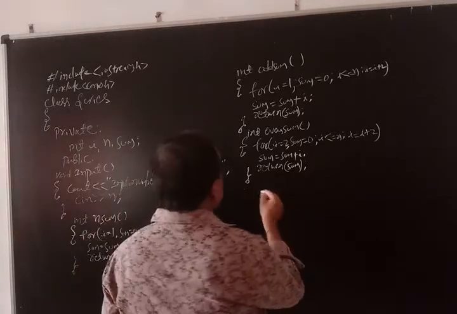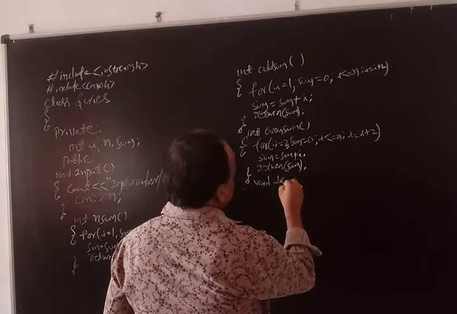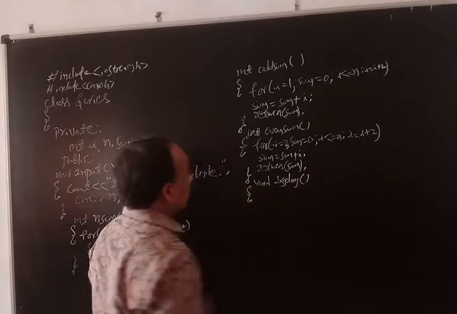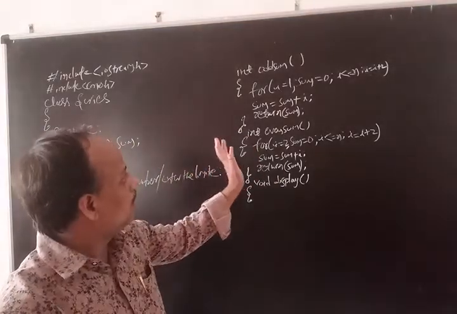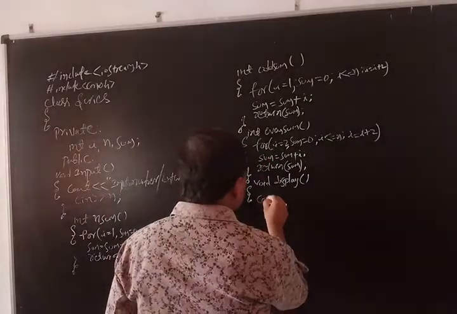Now we have to display. Therefore, consider one more function, void display function. Here we have to print the sum of natural numbers, sum of odd numbers, sum of even numbers. Therefore, write 3 cout statements.